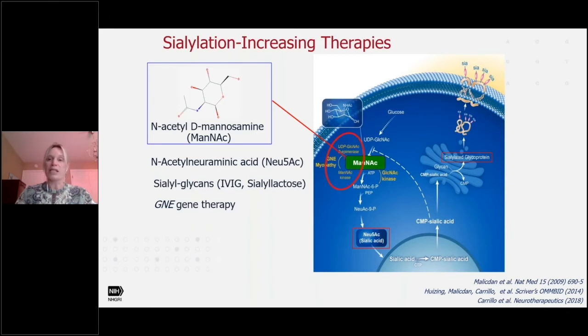Gene therapy strategies are being worked on for many different diseases now, and some have come into clinical trials, and there is an initiative now to do preclinical research to get GNE gene therapy going. And we at NIH are a little involved with this, and we can help with the preclinical studies.